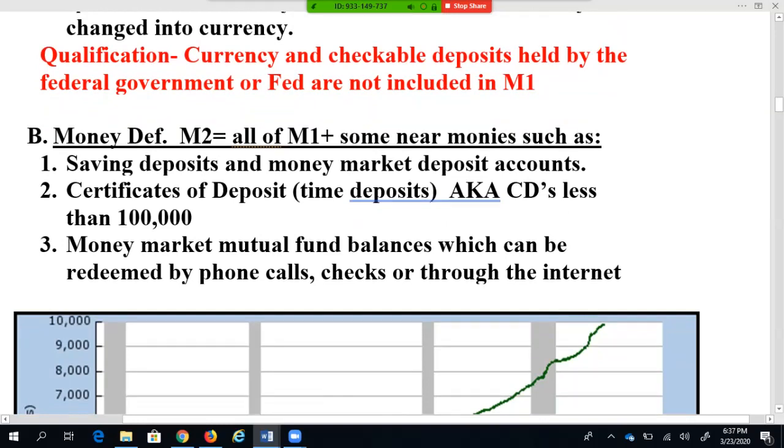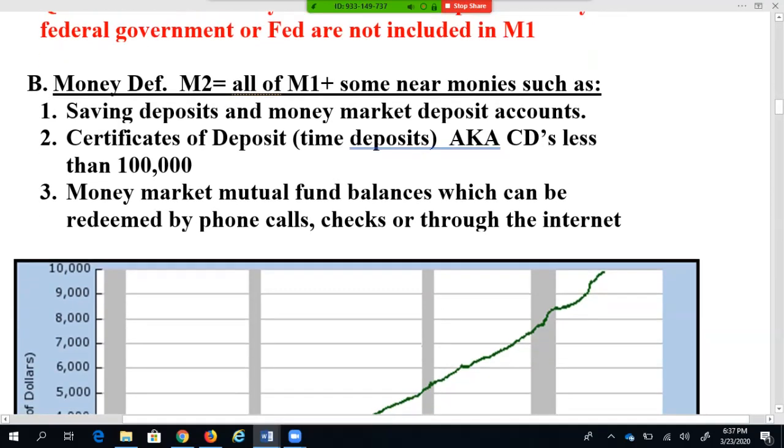M2 includes all of M1 plus monies that are just slightly less liquid. All right, so you're talking savings accounts, which has that one caveat. You can't write a check on a savings account.